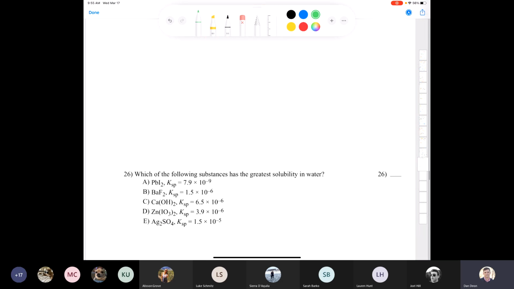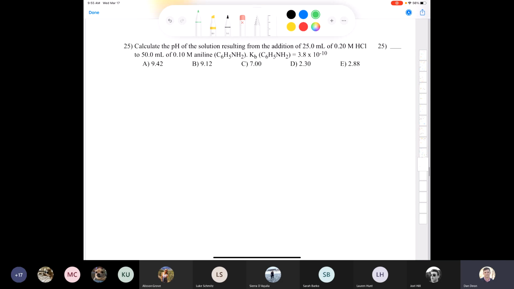Okay, let's see here. Did I give myself enough room? Nope. Anyhow, it says here, calculate the pH of a solution resulting from the addition of 25 mLs of 0.2 molar hydrochloric acid to 50 mLs of 0.1 molar aniline. Aniline is a base. We know that because we're given a Kb here. So aniline is a base, and we're adding HCl to it. Okay, so what's going on here?